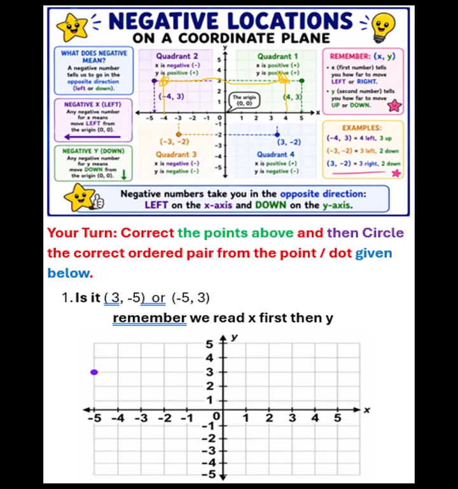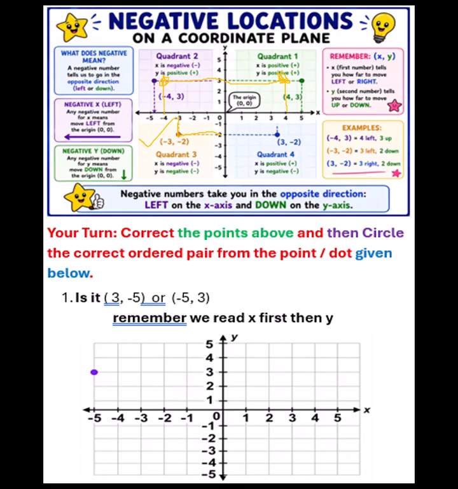Now let's go to quadrant 3. Negative 3, negative 2 ordered pair. Is that correct? Do we see negative 3 and negative 2? Yes, this one is correct. You can put a check on that one. Excellent job.